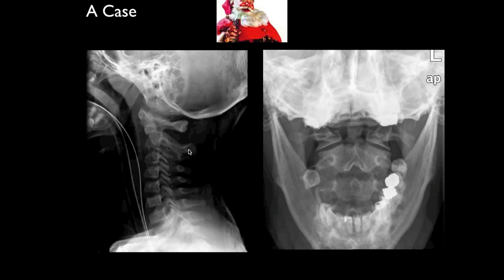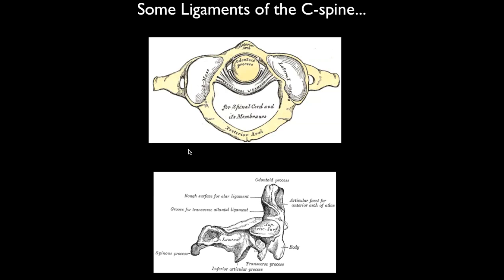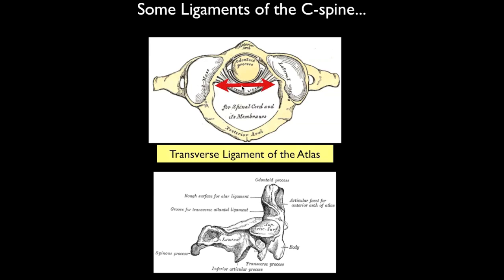What's happened? We need to talk a little bit about the ligaments of the C-spine to explain this type of injury. We need to start really with the atlas. The atlas is the C1 vertebra, the very top vertebra of the cervical spine. C2 with the peg sticking out of it is the vertebra sitting below that. Probably the most important thing we need to know about for this is the transverse ligament of the axis.